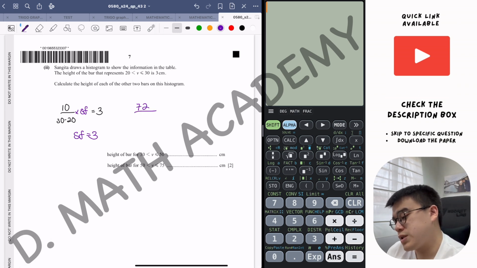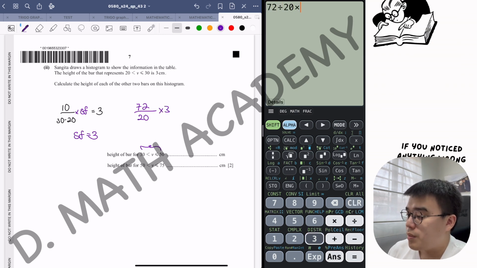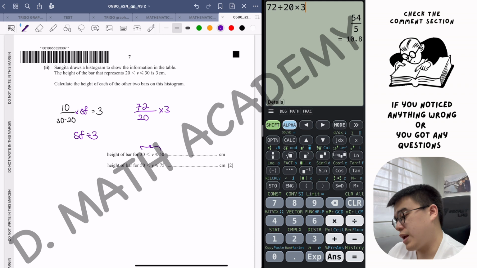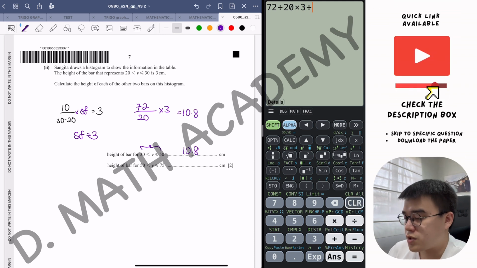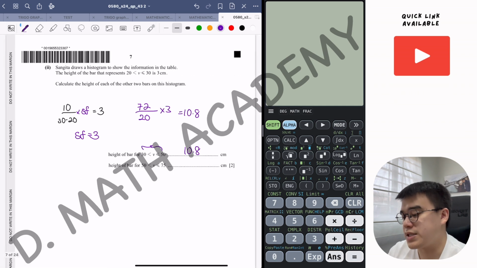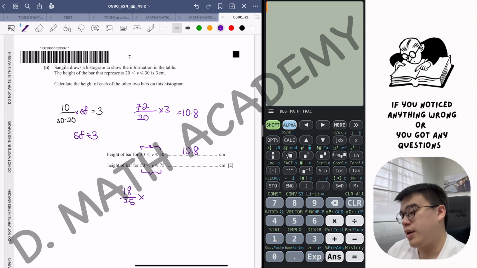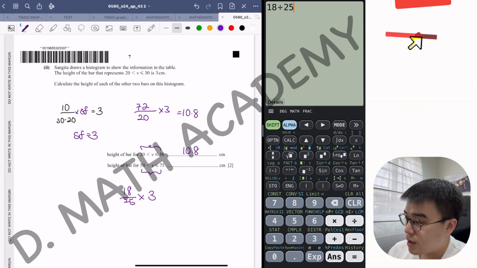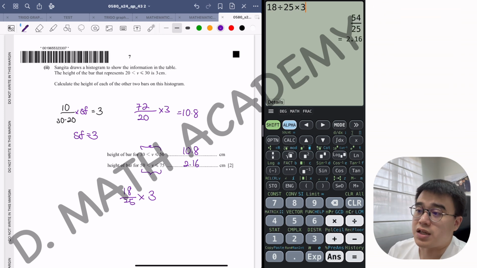The next group is 72. The class interval here is 20, and you need to multiply it by 3, making the answer 10.8. And then the next group, the frequency is 18. 18 over the class interval here, which is 25, and when you multiply it by the scale factor of 3, you will get your answer as 2.16 centimeters.